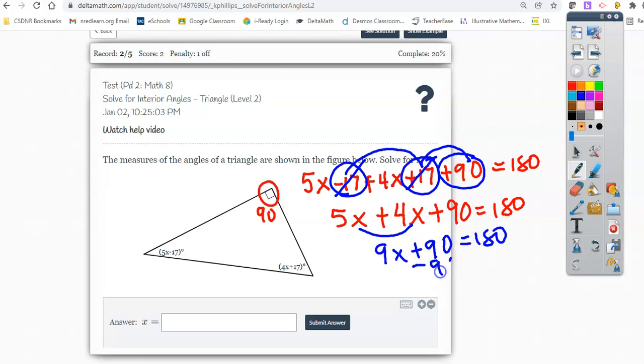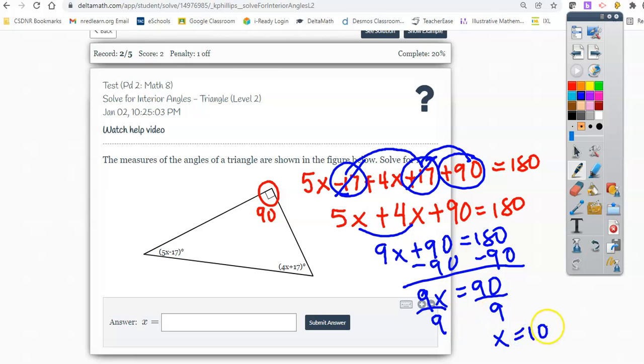Now I'm going to subtract 90 from both sides. And then this time I'm going to divide by the number 9. Pause the video, rewind it if you need to watch those steps a little bit slower. But the answer is 10.